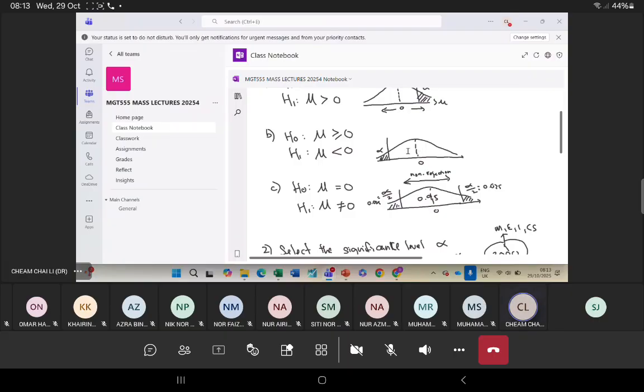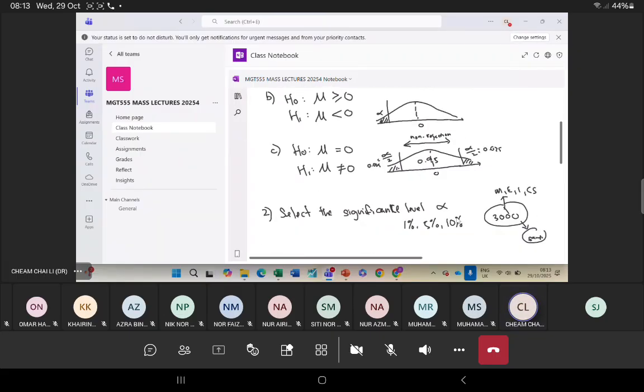And then you have the mu not equals to 0. That means the distribution can be either on the left side or the right hand side. That means you have 2 tails in the distribution, right?